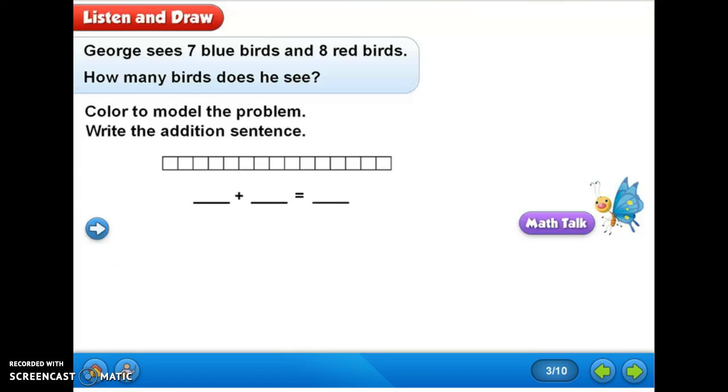Hi boys and girls. Today we are going to work on adding in any order. Please go into your math workbook and open up to page 131. You'll also need a blue and a red crayon. Press pause, find the page, get your materials, then push play.